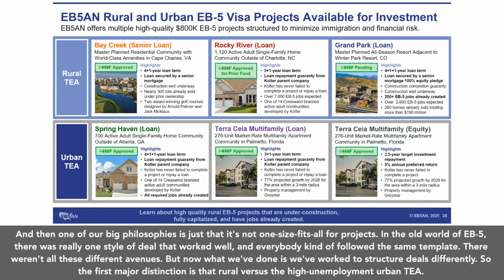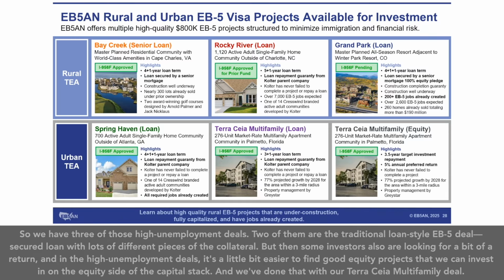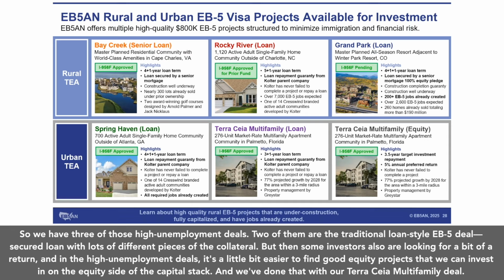And then one of our big philosophies is just that it's not one size fits all for projects. In the old world of EB-5, there was really one style of deal that worked well, and everybody followed the same template. There weren't all these different avenues. But now what we've done is we've worked to structure deals differently. So the first major distinction is that rural versus the high unemployment urban TEA. So we have 3 of those high unemployment deals.